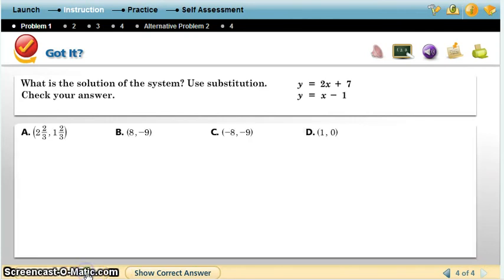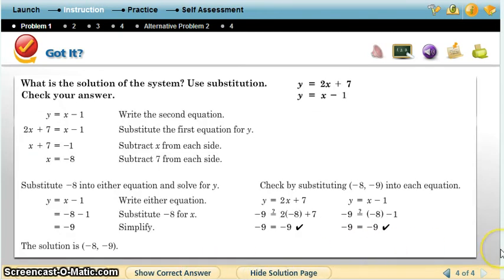I'm going to give you some answer choices to look at. You should pause the video, attempt this problem, see if you can solve this for x, and then once you find your x, plug it in and find your y. If you don't want to know the solution, you might want to pause the video, but the solution that you should get is C. And then here is an explanation of how you would find that.